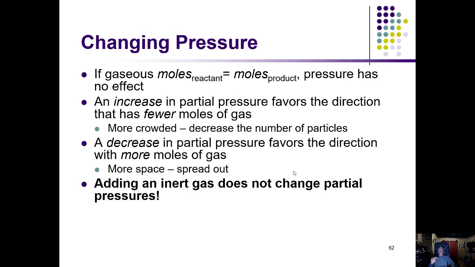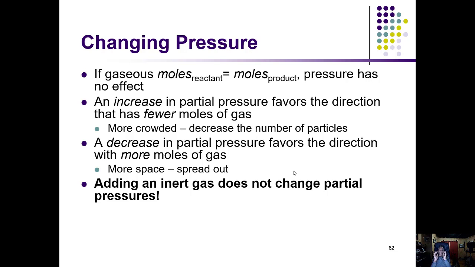Okay, an increase in partial pressure favors the direction that has fewer moles. So just think of this. Think you've got a container and you reduce the volume of the container. You're increasing the partial pressure of all the components in that mixture of gases, that equilibrium mixture. So the side of the reaction, whether it's reactant side or product side, that has fewer moles, that's the direction that the shift will be towards.